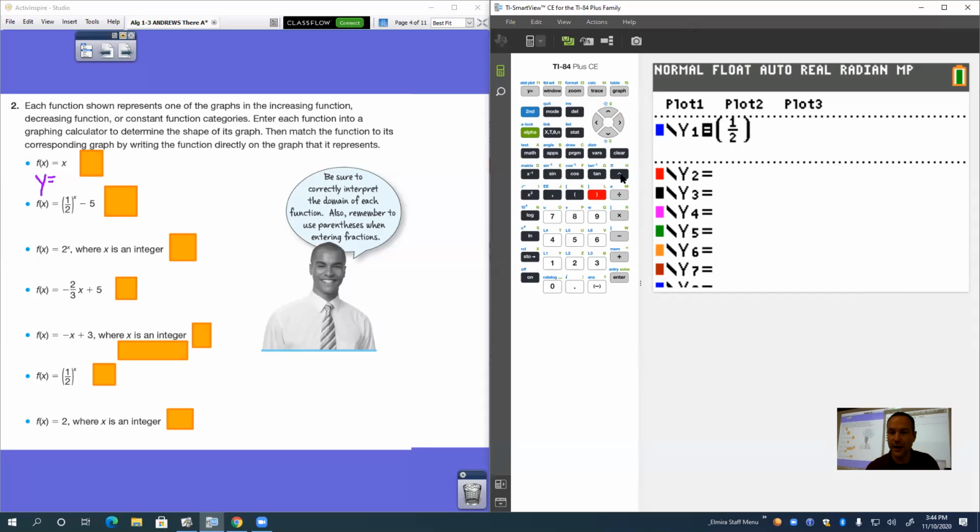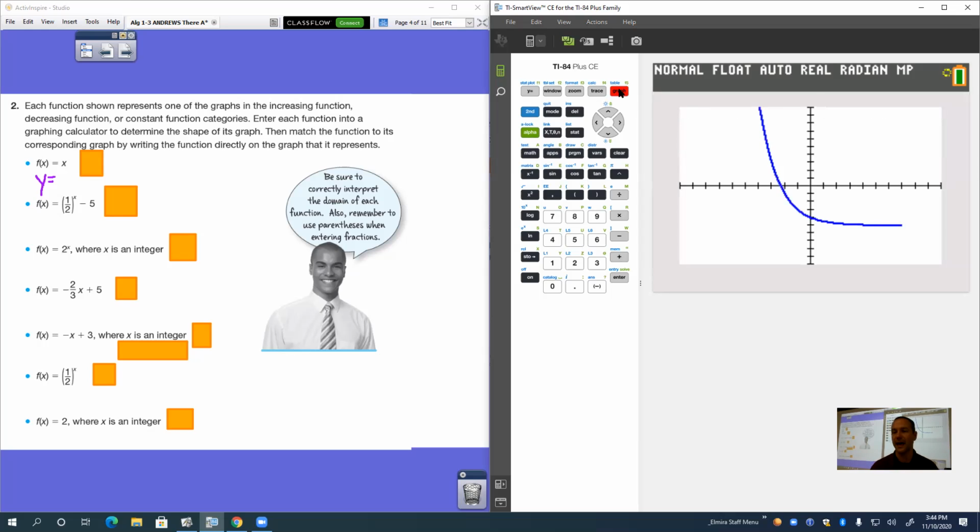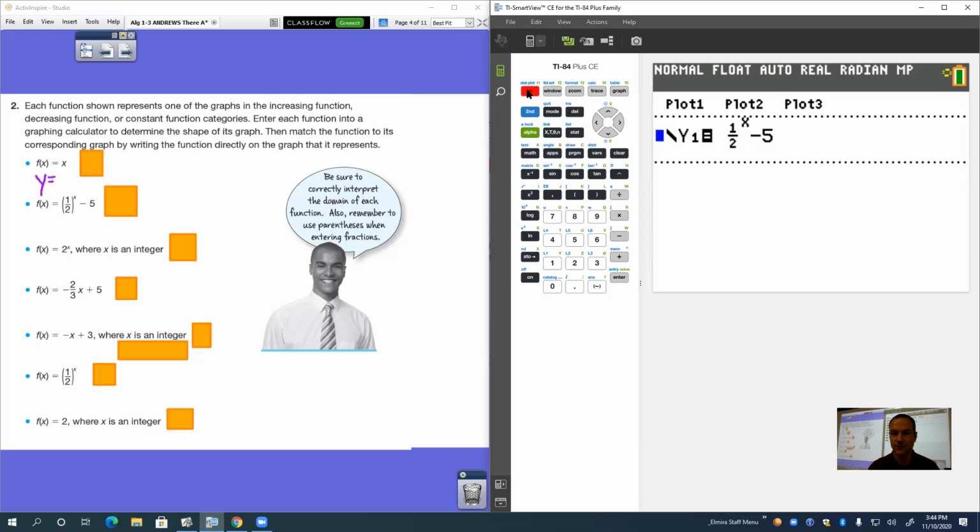To do an exponent, we have to use the little caret button, which is right above the divided by symbol, and then that's an x. And then we got to get off of that. See how it's right there next to the x? We have to get off of that. So tab over to the right, do -5. So when we go to graph this one, you should get a graph that looks like this. That is just decreasing.